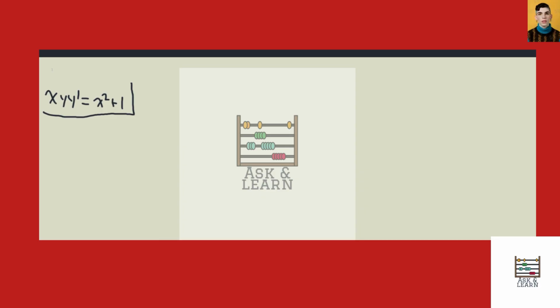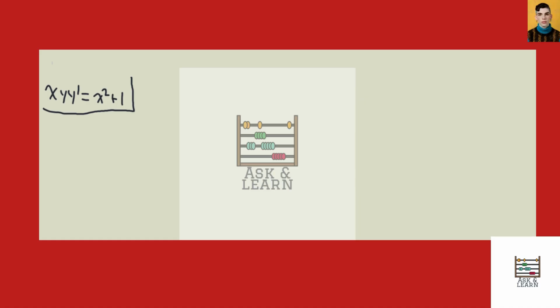So the differential equation that we're going to solve here is x times y prime equals x squared plus 1. This is a first-order differential equation. The derivatives only appear up to first order in any of the variables in this equation. There are no second-order or third-order derivatives here, so it's a first-order equation.